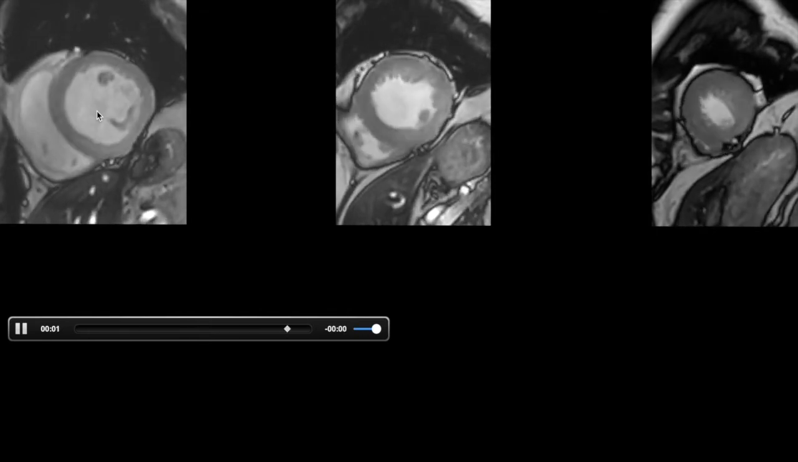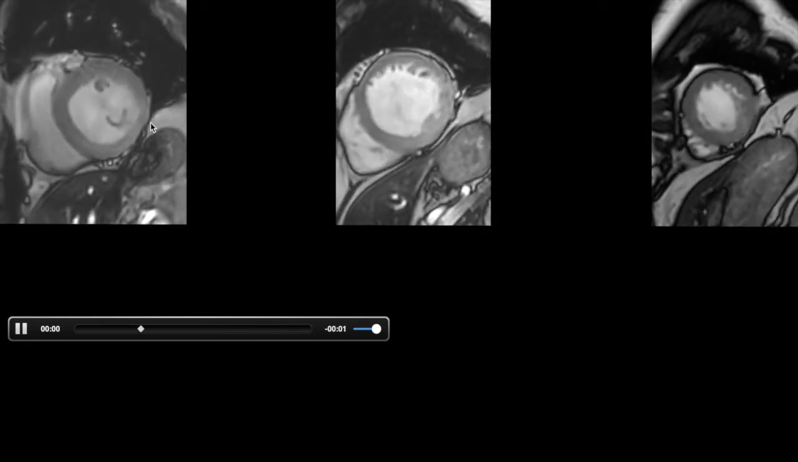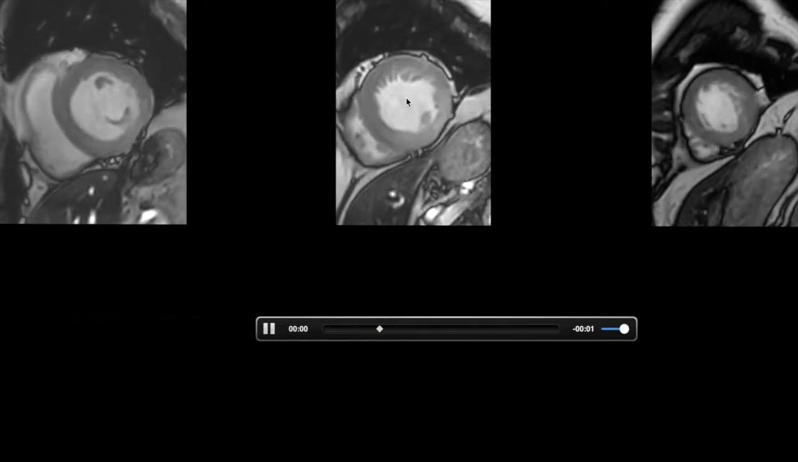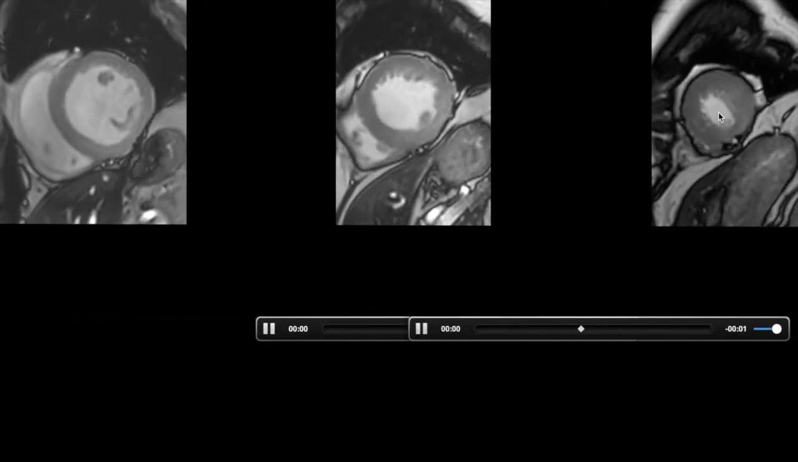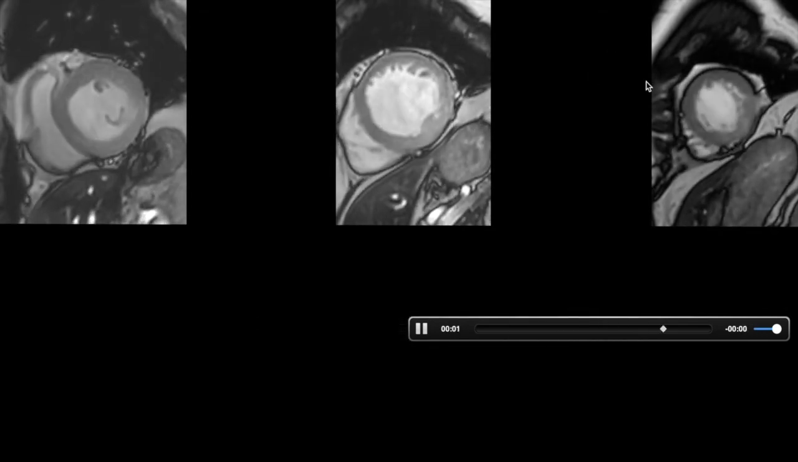So we can see at basal cavity, the inferior segment seems to be hypokinetic. In the mid cavity as well, the inferior segment is hypokinetic. And as we go towards the apical cavity, the inferior segment is also hypokinetic in this patient.